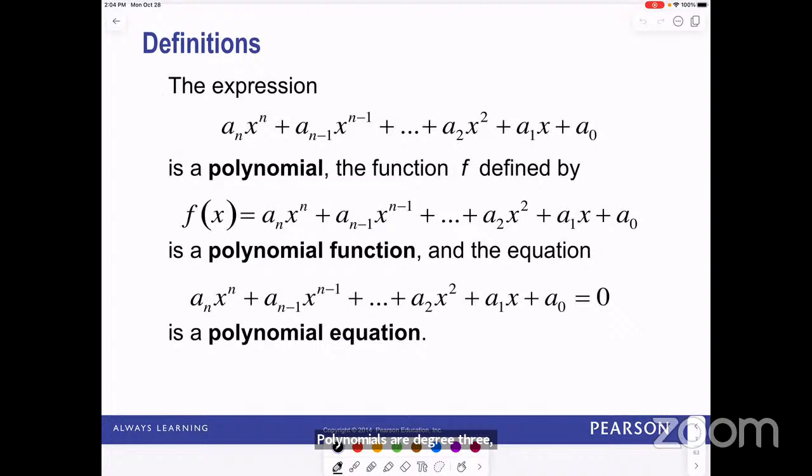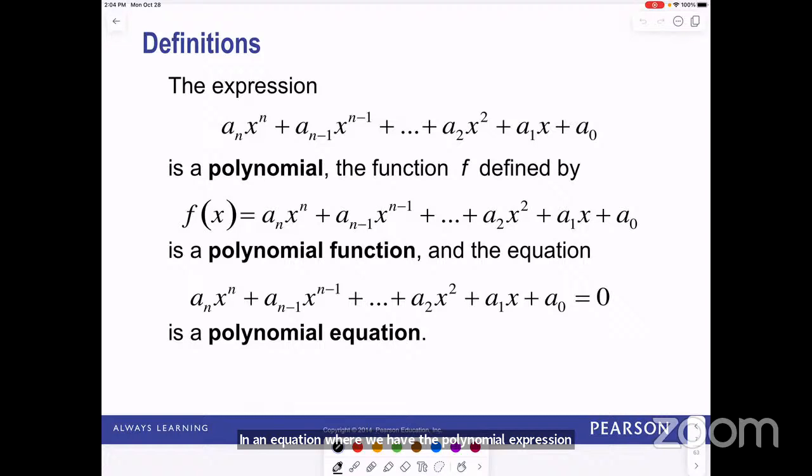So this expression we call a polynomial, all right? This first line is an example of a polynomial expression. And then a function defined by f of x equal to that polynomial, we call that a polynomial function. And an equation where we have the polynomial expression equal to 0, we call that a polynomial equation.